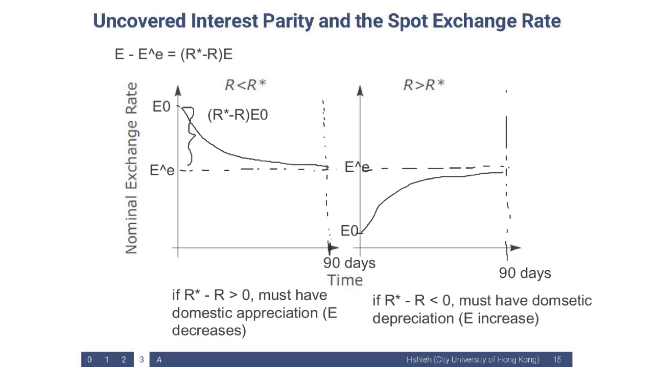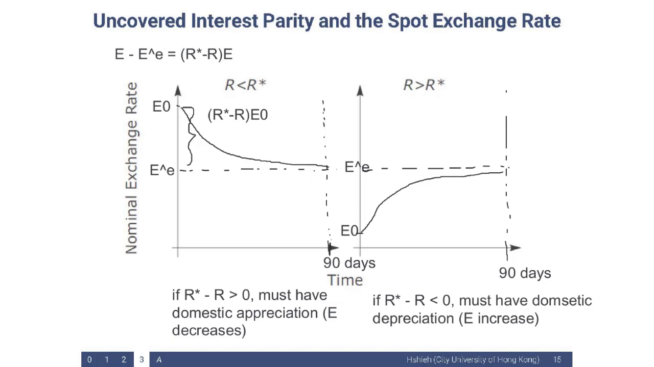So suppose this is, for example, 90 days. Maybe I'll just write 90 days here. 90 days is meant to match the deposit rate. So suppose you have a deposit rate that's just for 3 months. And we have anchored expectations. I'm just going to draw a dashed line here. That's our E hat E.